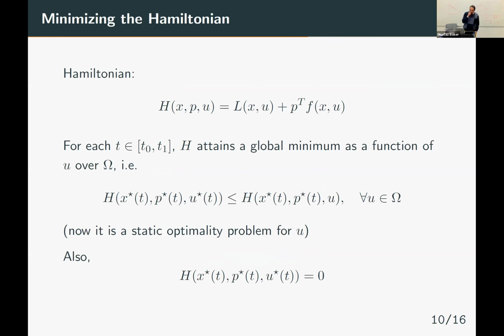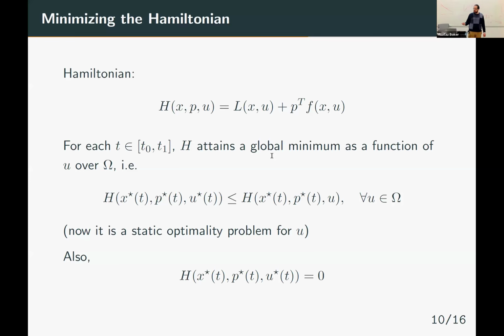The minimum principle basically says that the approach is almost similar to the variational approach. There is only a subtle difference. First of all, this is the definition of the Hamiltonian, which is the same as before. So here, for each t that belongs to the range from t0 to t1, H, the Hamiltonian, attains a global minimum. So now we can talk about global.